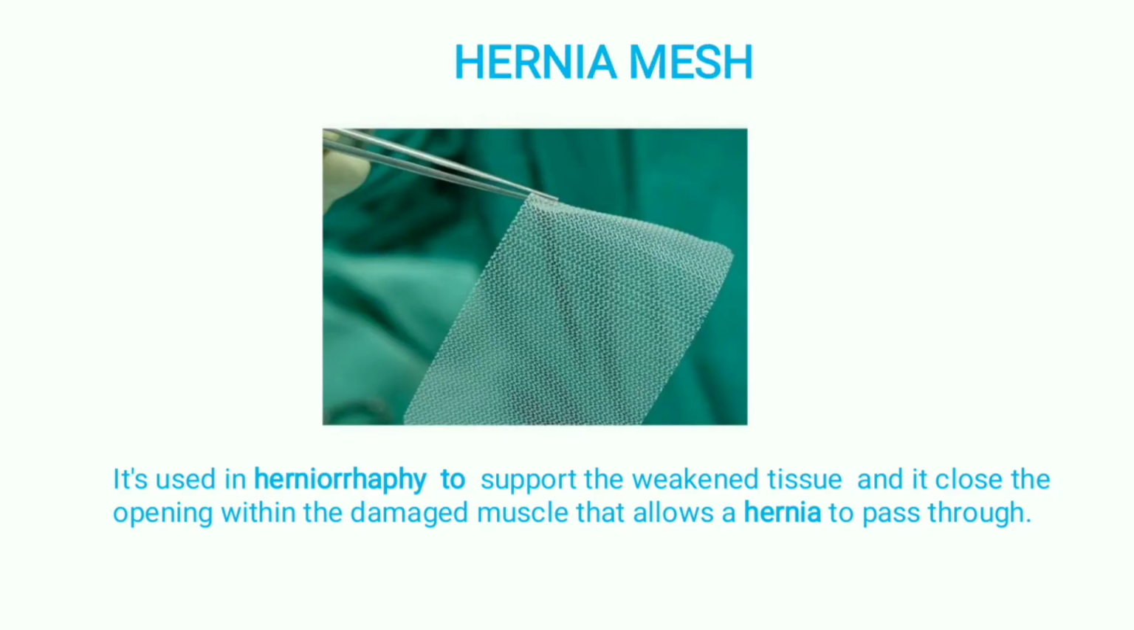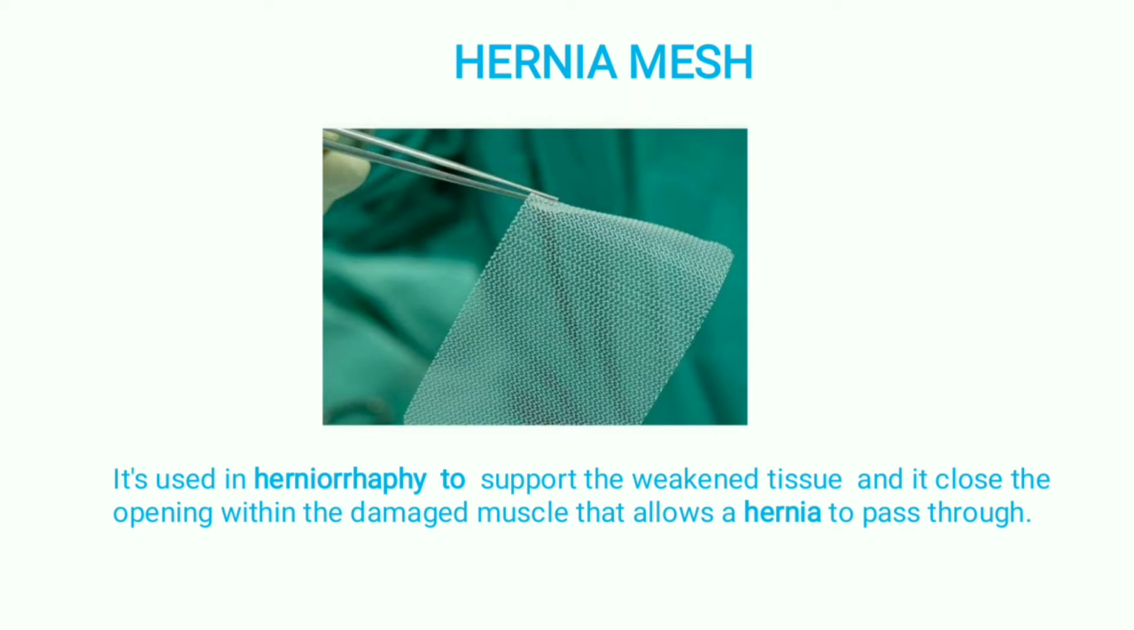The image shows hernia mesh. It is used in herniorrhaphy to support the weakened tissues, and it closes the opening within the damaged muscles that allows a hernia to pass through. We know hernia is a condition in which there is protrusion of organs through the weakened muscles. By using this hernia mesh, we can prevent the protrusion of organs through the weakened muscles.